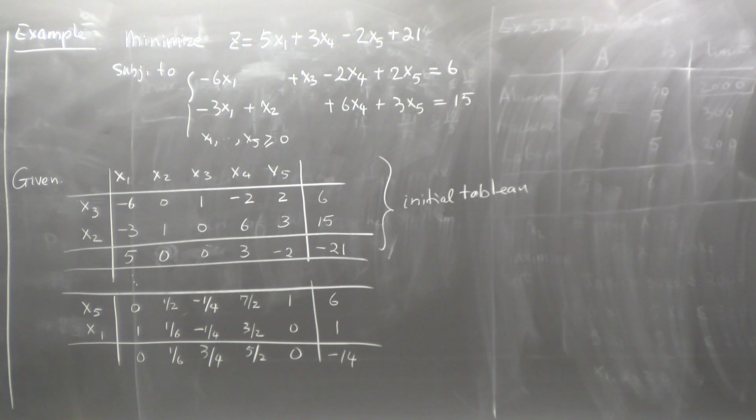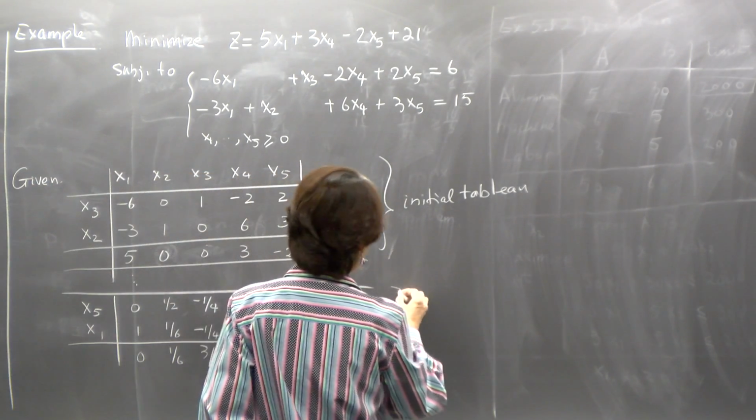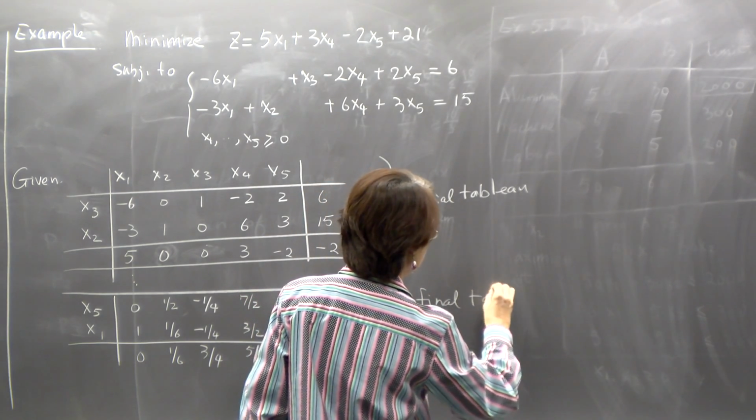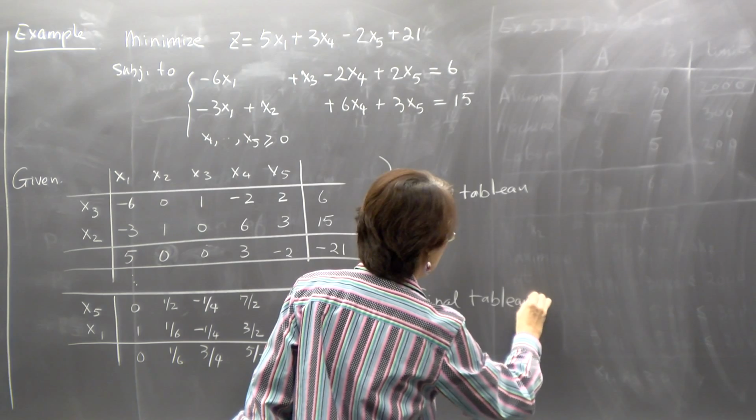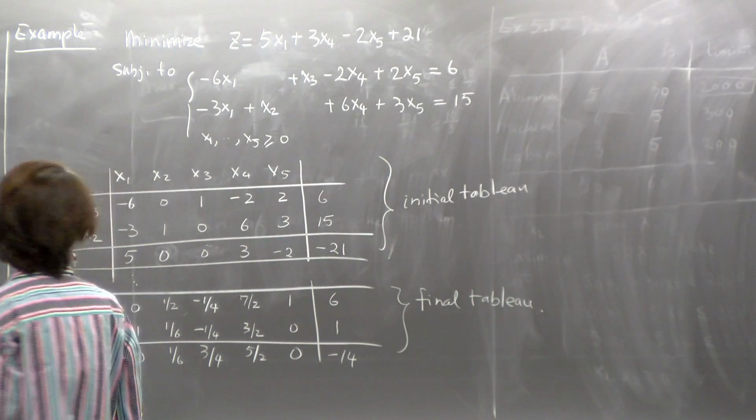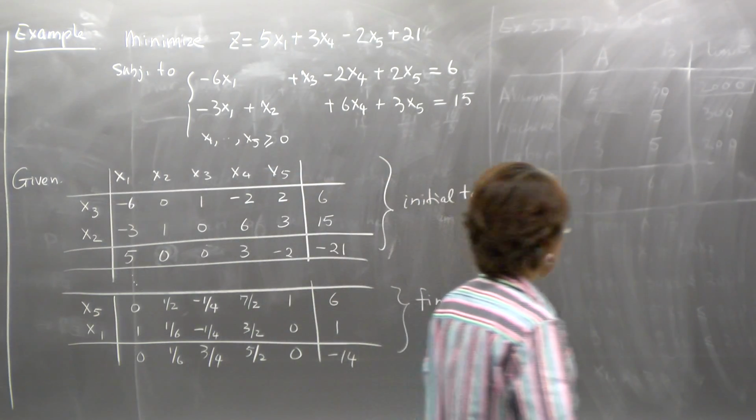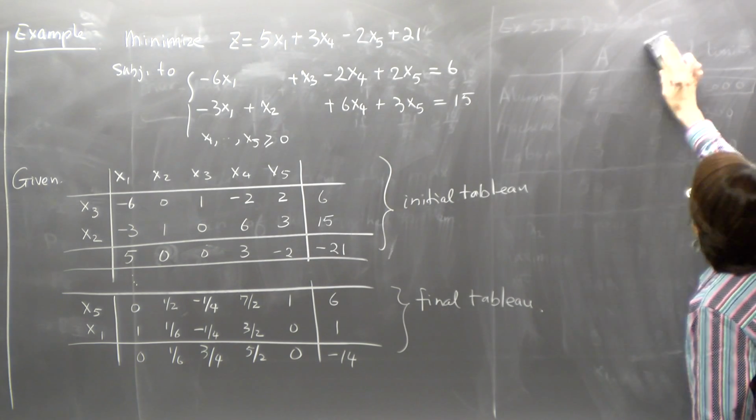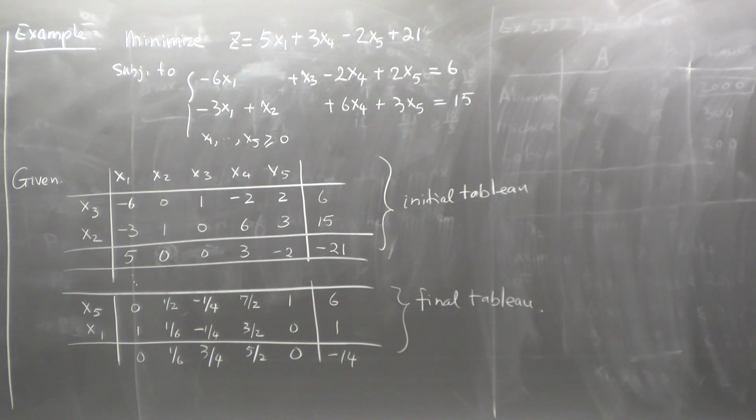If you have reached a state like this, and you look at the coefficients, the C's are all non-negative, so you're done. This gives me the final tableau. Now I'm going to show you how to find the B matrix and all that, and then we'll verify our claim on this example.